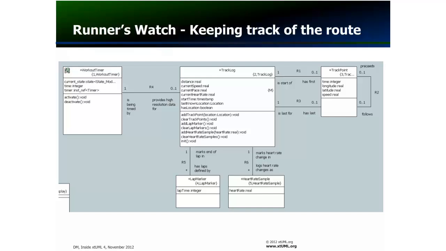Also, it appears that the location of each point on the route is stored in a track point, and that this information is organized through a reflexive relationship. In contrast, for the processing of lap times and heart rate statistics, only aggregate results will be provided, since the lap marker and heart rate samples are related through a simple one-to-many association. Having captured the data structure of the executable model, the next step is to model the dynamic behavior of each class.